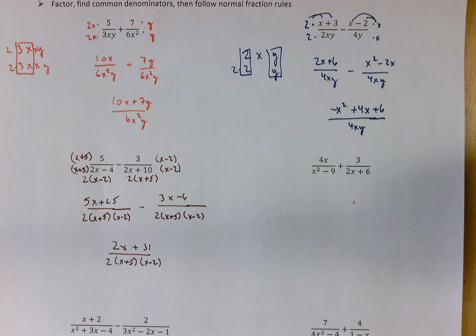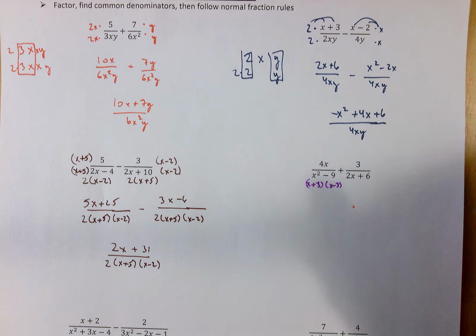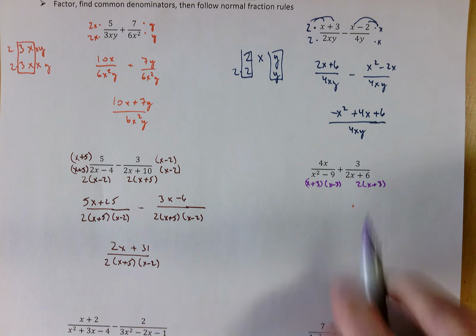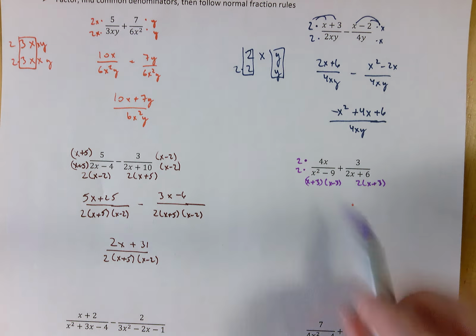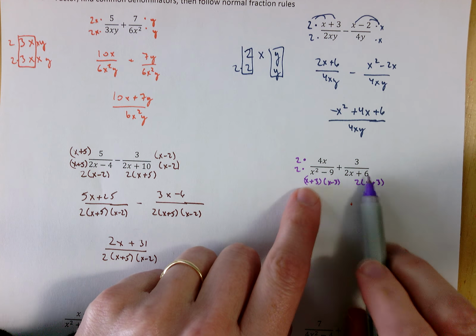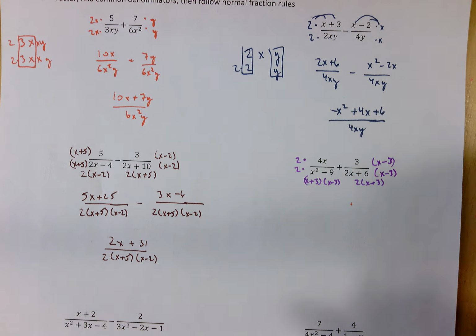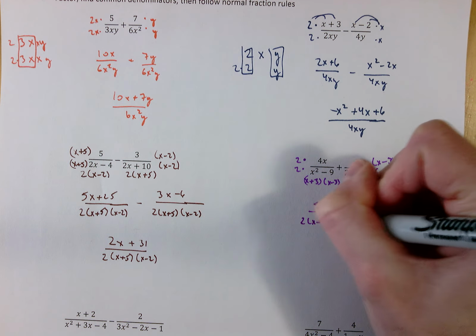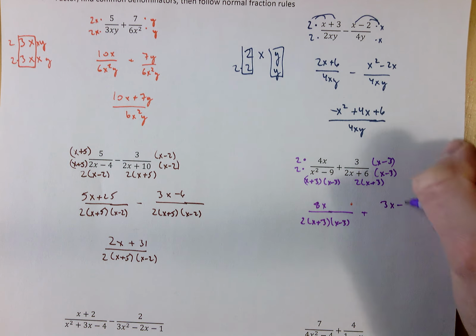Okay, this guy. So again, I'm going to start by factoring my denominator. This factors to x plus 3 times x minus 3, and this is 2 times x plus 3. So this guy has a 2 that this one doesn't, so I'm going to multiply this guy by 2 top and bottom. And then this guy, they have the x plus 3 in common, but this one's missing the x minus 3, so that needs an x minus 3 top and bottom. So that's going to be 8x over 2 times x plus 3 times x minus 3, and then plus 3x minus 9.